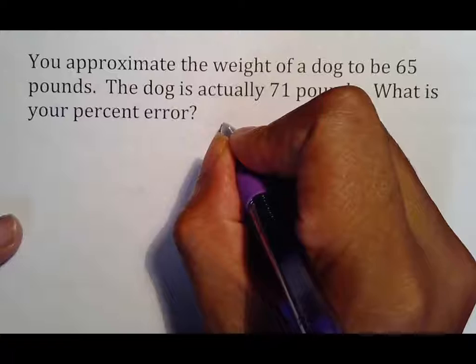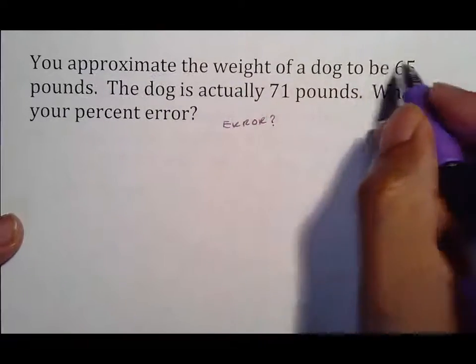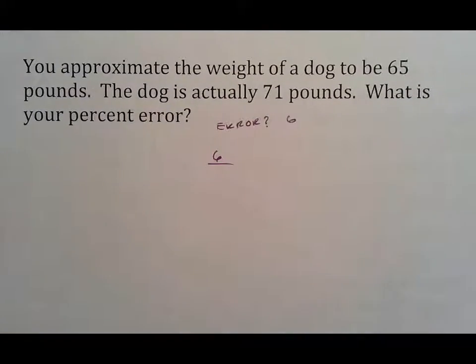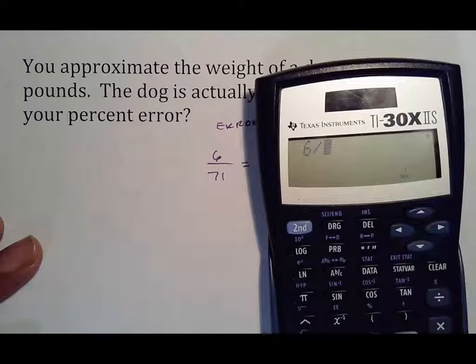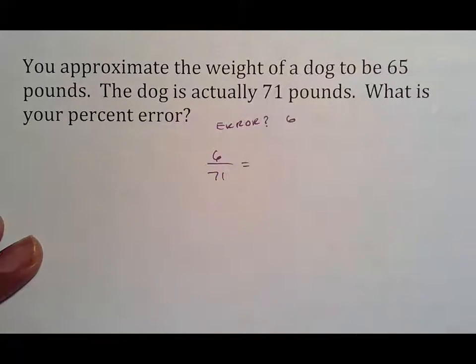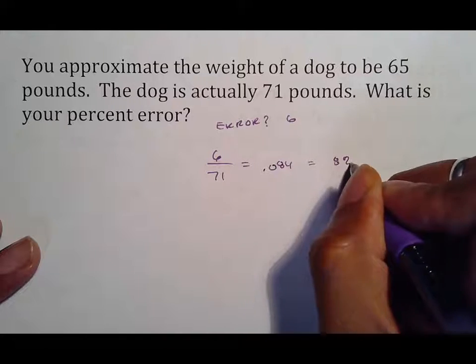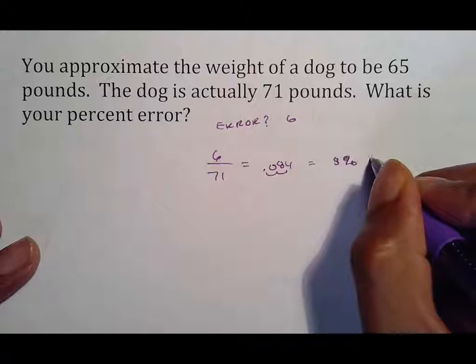First off, we called it change. Your first question would be, how far are we off? Well, we are off by 6 pounds. That means that's what goes on top. So which one do we divide by? We would divide it by what we care about, which is what the dog actually weighs. So you would divide by the 71, and then that would give you your percent error. So 0.084, which would be about 8%. Again, moving that 2 spots. 8% error.